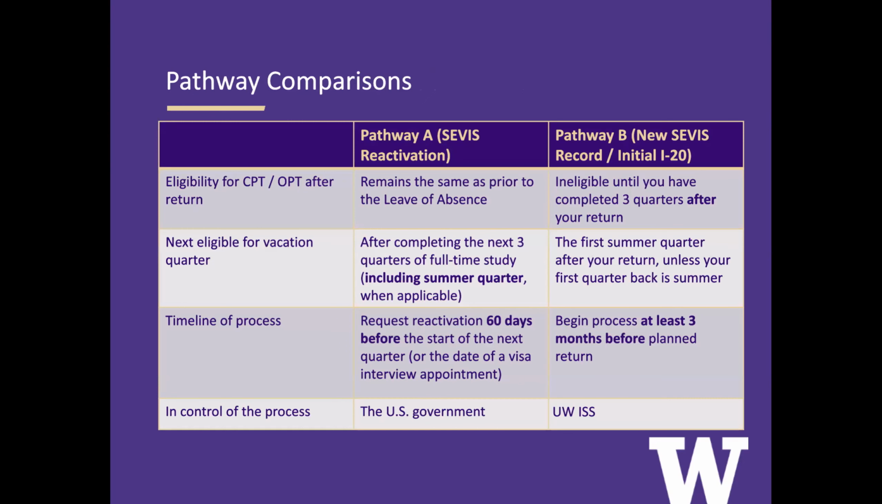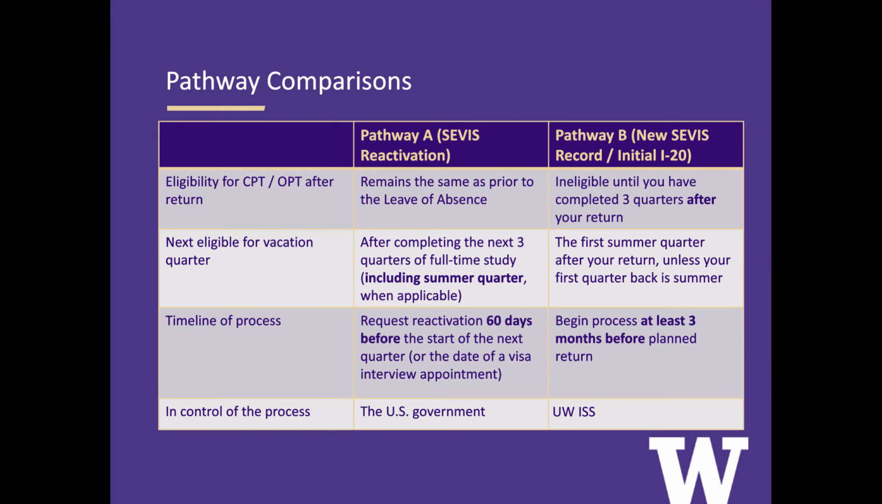Let's take a deeper look at the 2 pathways. Some of the key differences between pathways A and B are listed in this chart. One of the biggest differences that may impact students is eligibility for CPT or OPT after returning. For SEVIS reactivation, your eligibility for work authorization remains the same as prior to your leave of absence. If you return to the U.S. with a new SEVIS record, you will not be eligible for work authorization until you complete 3 quarters after you return.